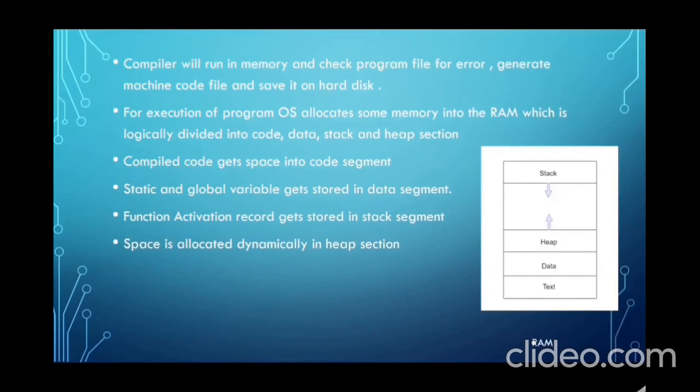The compiler will run in memory, check the program file for errors, generate a machine code file and save it on the hard disk. For execution of the program, the OS allocates some memory in the RAM, which is logically divided into code, data, stack and heap sections. Compiled code gets placed into the code segment. Static and global variables get stored in the data segment. Function activation records get stored in the stack segment. Space is allocated dynamically in the heap section.